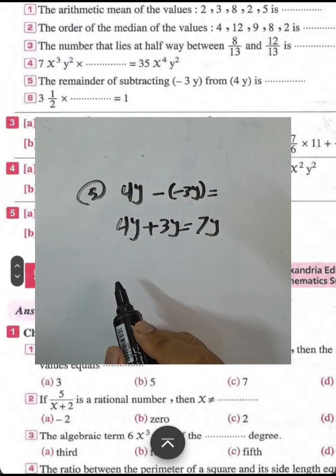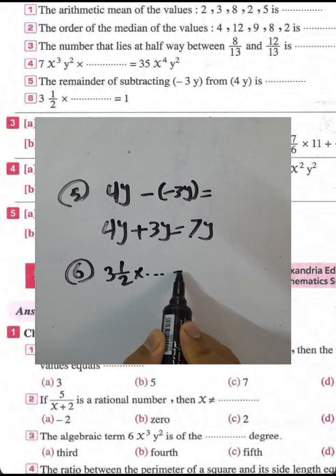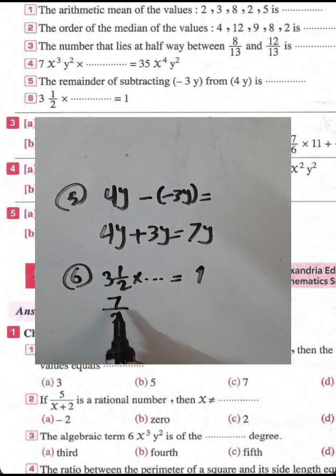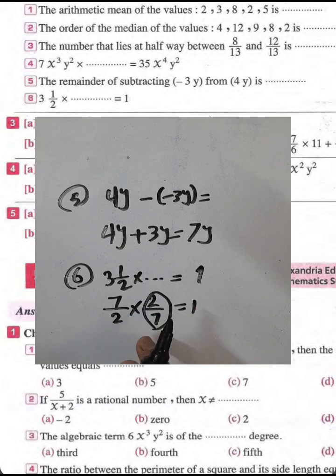Question number 6. 3.5 multiplied by what equals 1? Write 2 in the numerator. 2 times 3 equals 6. 6 plus 1 equals 7. 7 over 2 times 2 over 7 will be 1. Then we write here 2 over 7.